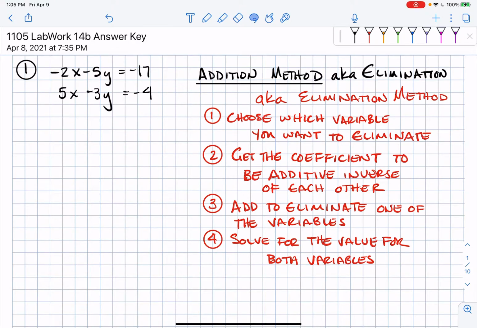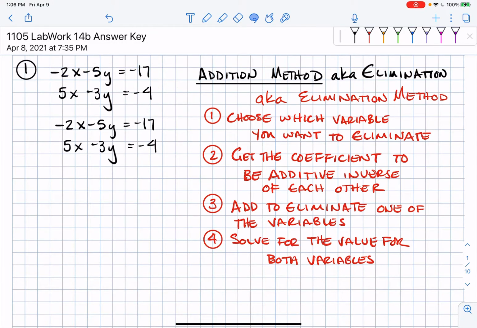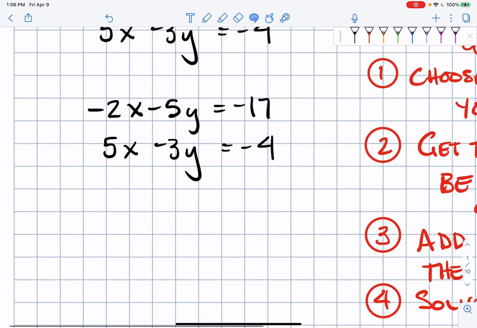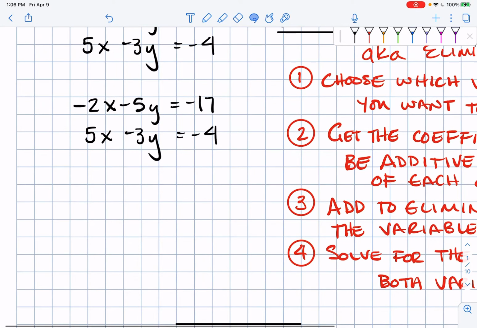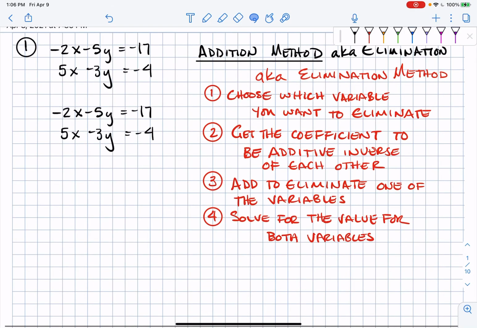Okay? But the first thing I'm going to do is I'm going to go ahead and duplicate this just so that you keep your eye on the original. Okay? So I'll bring it down here. So when I look at this, now I'm going to pick x only because one's positive, one is negative, so that I don't have to force one to be positive and force one to be negative, right? So that's what step 2 is. Get the coefficient to be the additive inverse of each other. Additive inverse means if I have a positive 10, the additive inverse would be negative 10. If the number was negative 5, my additive inverse would be positive 5. Okay, so that's what I want to do.